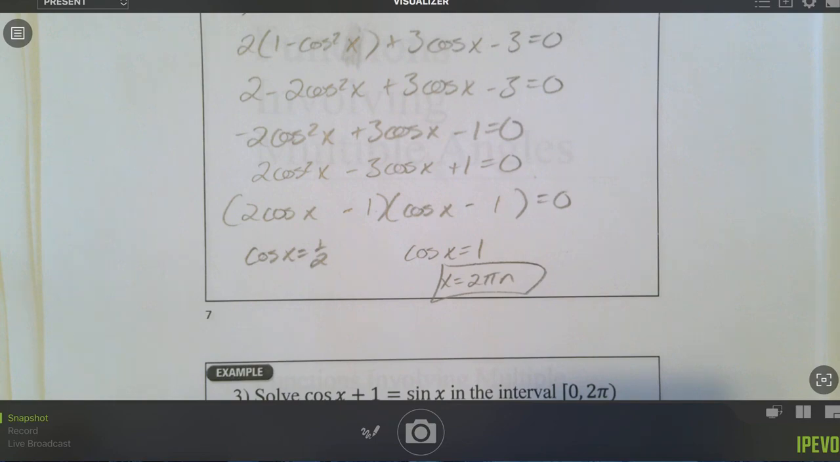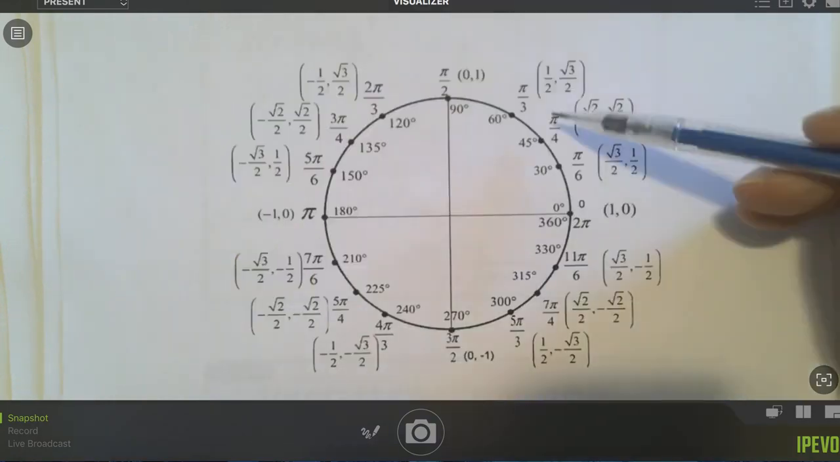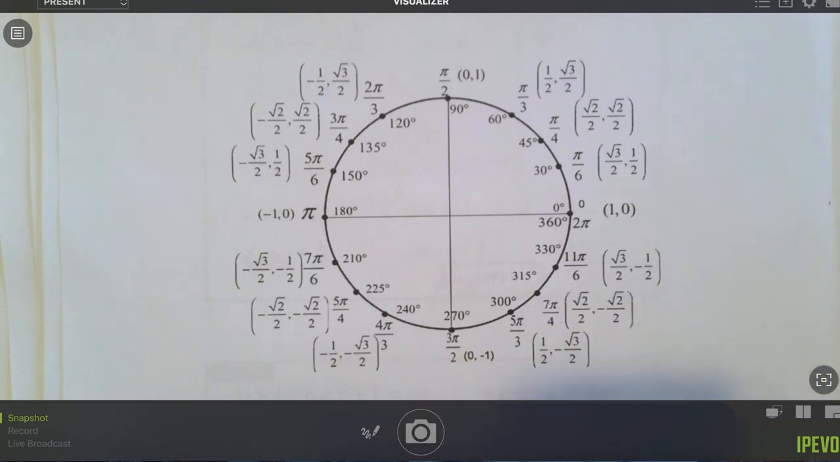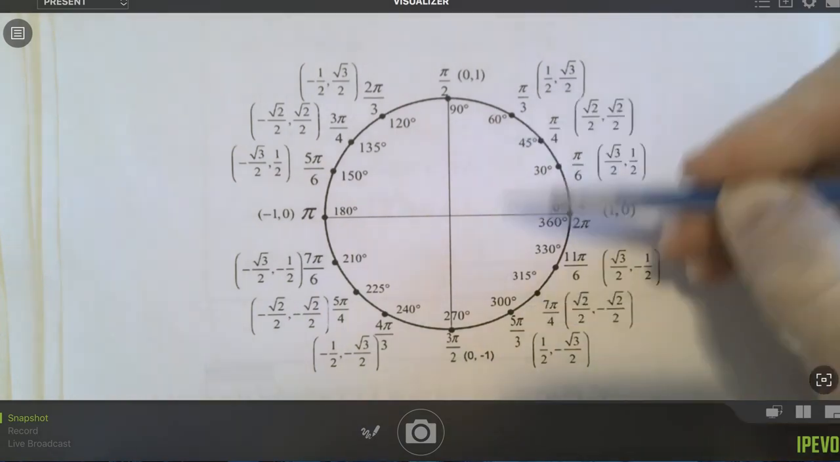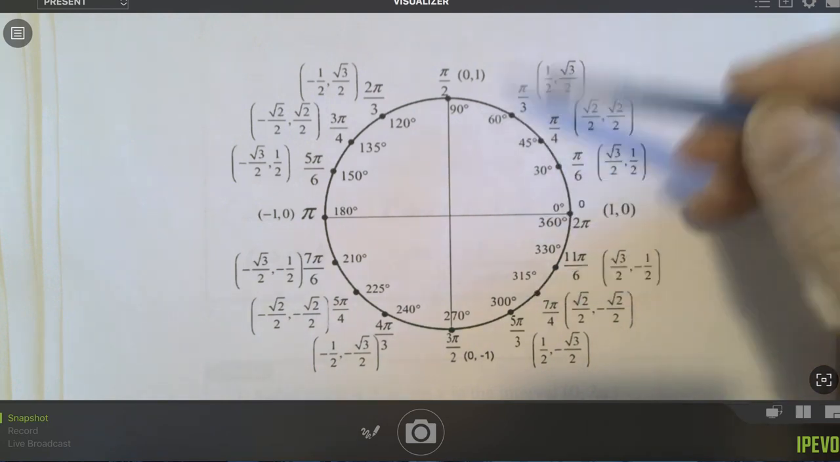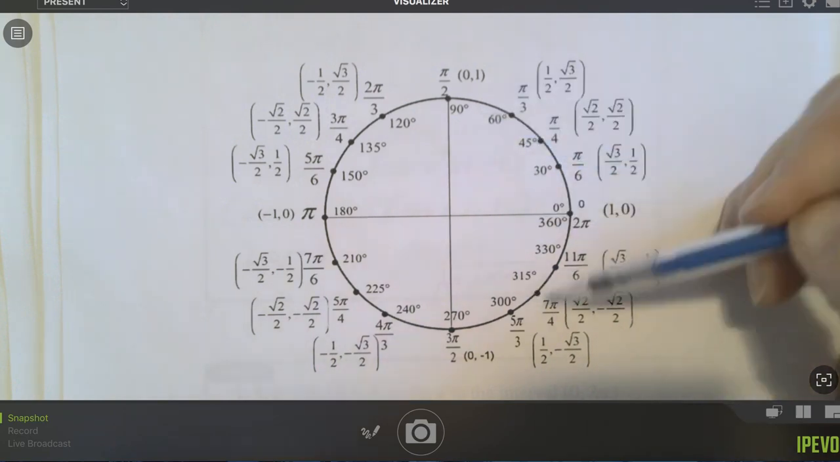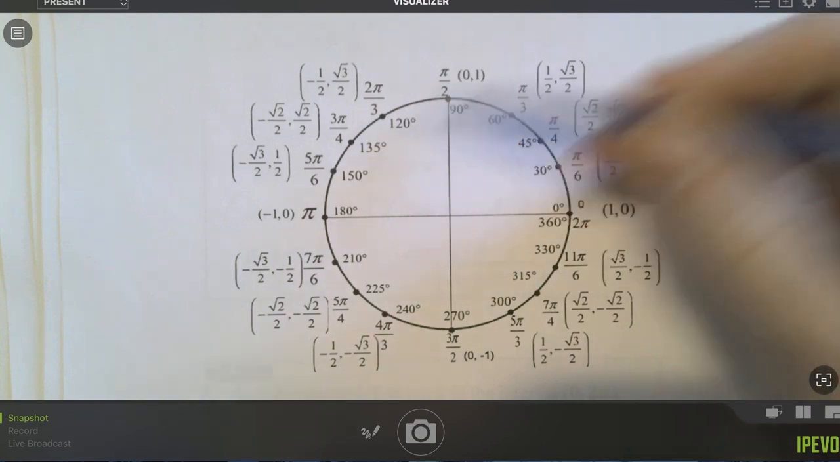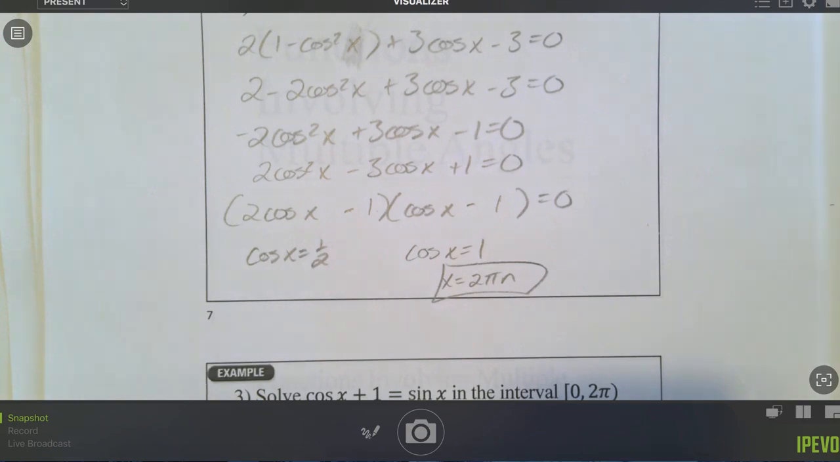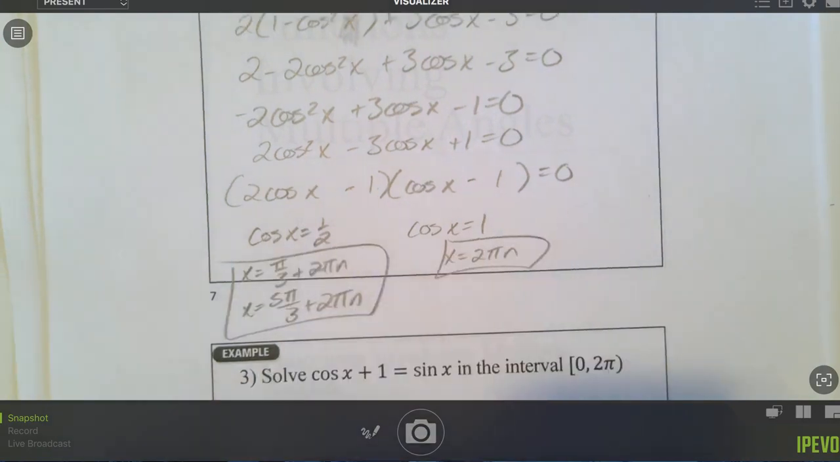Where the cosine is equal to a half, we have the cosine equal to a half here at pi over 3, and then again down here at 5 pi over 3. And so these are not 90 degrees away from each other in either direction, or even 180 degrees away from each other. So I actually have to write it as 2 separate statements. So pi over 3 plus 2 pi n, and then 5 pi over 3 plus 2 pi n. And there you have it.